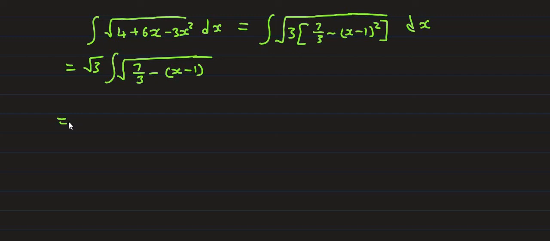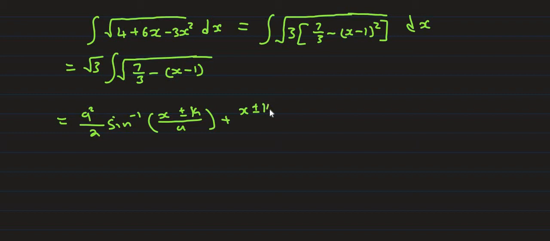Killer grand formula one even: a squared over 2 sine inverse of x plus or minus k over a, plus x plus or minus k over 2, multiplied by square root of a squared minus x plus or minus k all squared, plus constant.